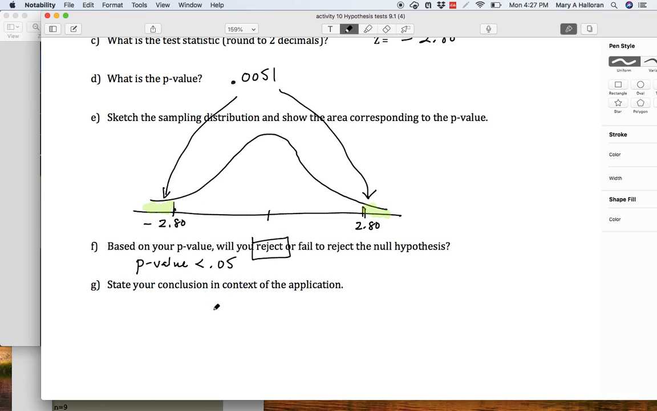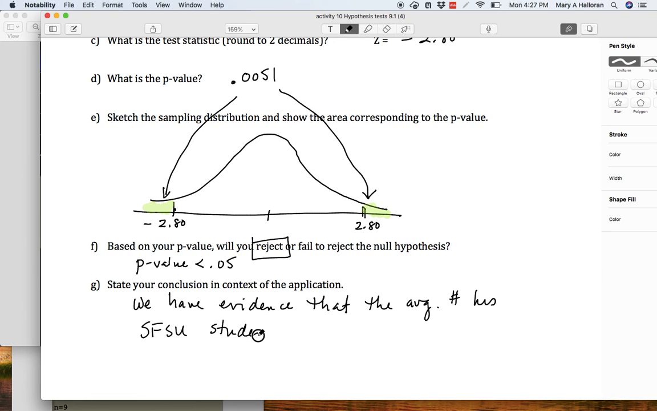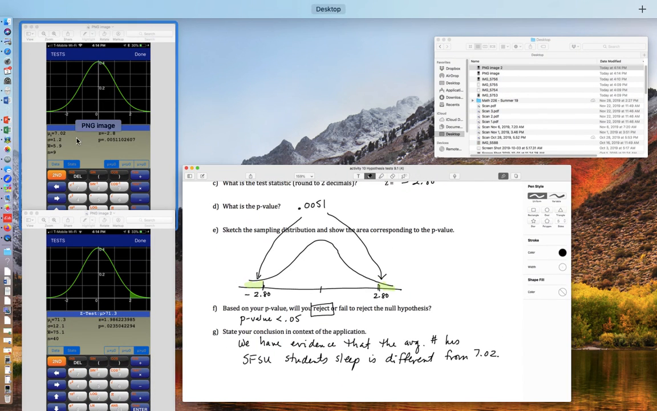So if I reject the null, I'm going to say I have evidence for my alternative. So we have evidence that the average number of hours SFSU students sleep is different from 7.02, or you could also say different from a typical or the national average. So those are the different ones we want.